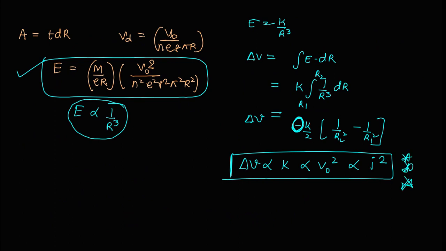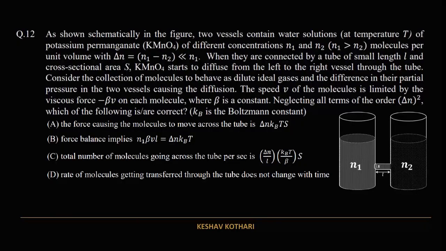Let us move to the next problem. As shown symmetrically in the figure, two vessels contain water solutions at temperature T of potassium permanganate of different concentrations N1 and N2 molecules per unit volume, with delta N which is equal to N1 minus N2, which is lesser than N1. When they are connected by a tube of small length L and cross sectional area S, KMnO4 starts to diffuse from the left to the right vessel through the tube.